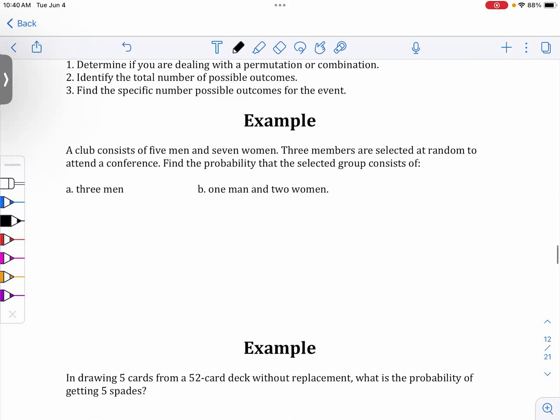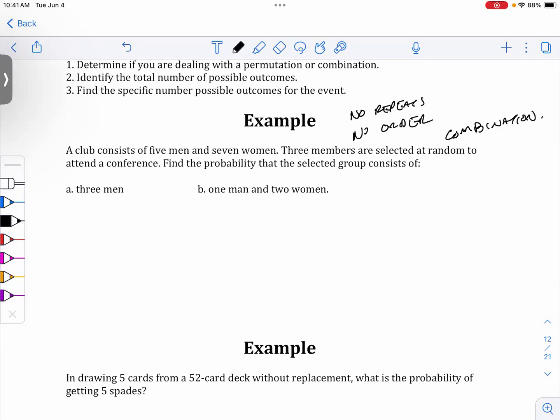So a club consists of 5 men, 7 women. 3 members are selected at random to attend a conference. Find the probability the selected group consists of 3 men or 1 man, 2 women. So we're creating a group, which means looks like no repeats. And then also looks like no order. So this is a combination.